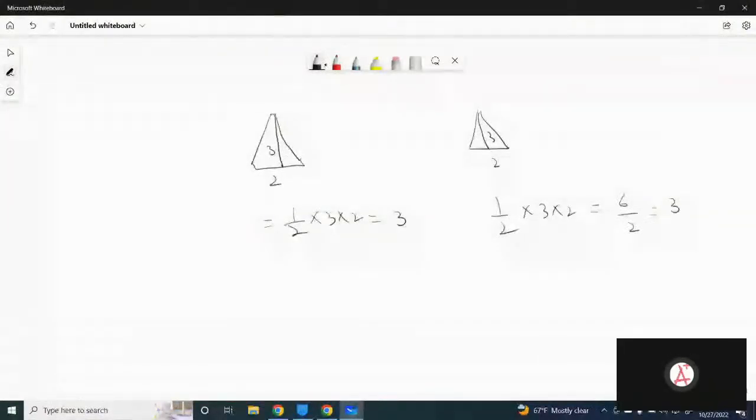Got it? And the third side, because it's a triangular prism, so it has three triangular sides. And the third one is the same, that is 3 and 2. So it is half times base times height. So it would be 3. And the last one, base, because it's a triangular prism, so its base is also a triangle. You are given the height is 1.7 and the base of the triangle is 2. The height of this triangle is 1.7 and the base is 2. Got it? That's the base of the triangle.